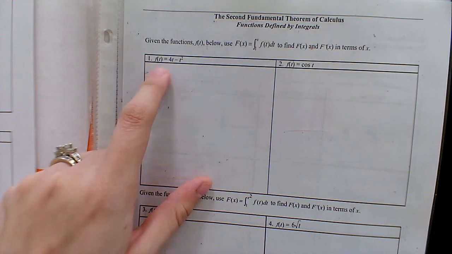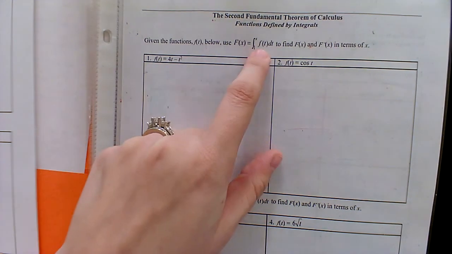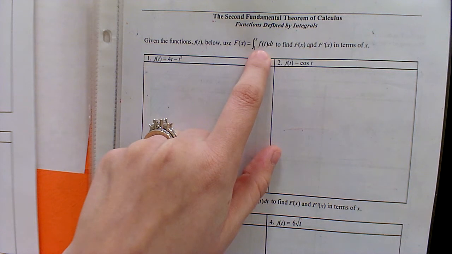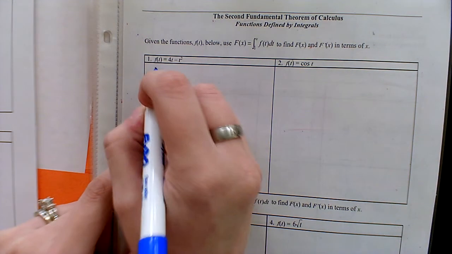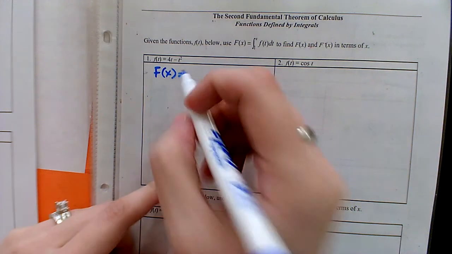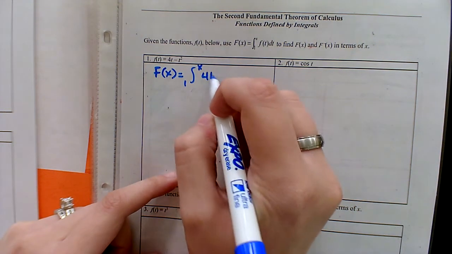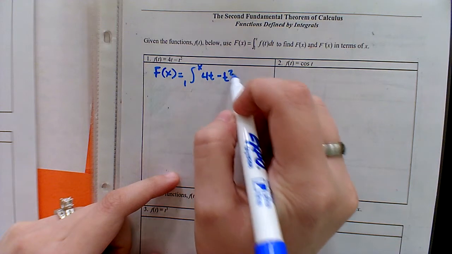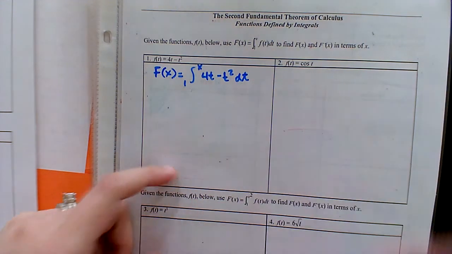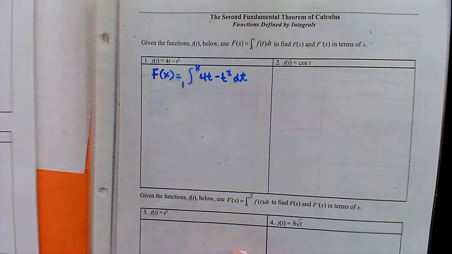So let's try this first one. They give us the equation for f of t. Let's go ahead and just substitute that into the function for the integral. After all, they mean the same thing. So we can rewrite capital F as the integral from 1 to x of 4t minus t squared dt. Are we okay with that substitution? Just a rewriting?